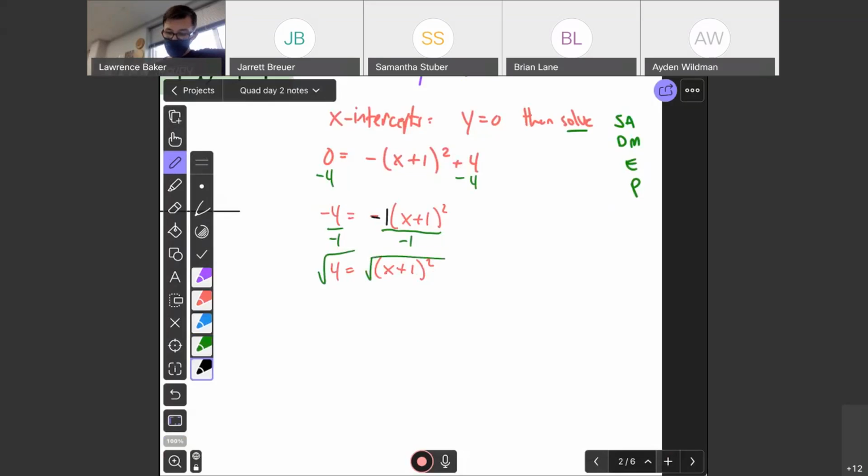So the reason we do that is to get rid of it. Those things cancel each other. Just like the reason we subtracted 4 was to get rid of the adding 4. The reason we divided by negative 1 is to get rid of the multiplying by negative 1. The reason we root is to get rid of the square. So that leaves me with the x plus 1 over here.